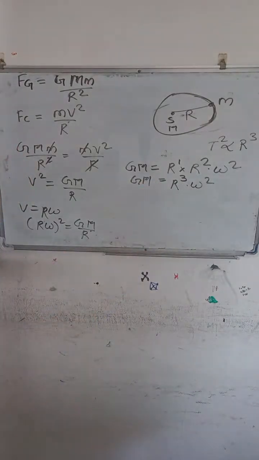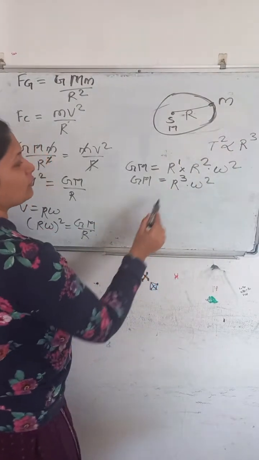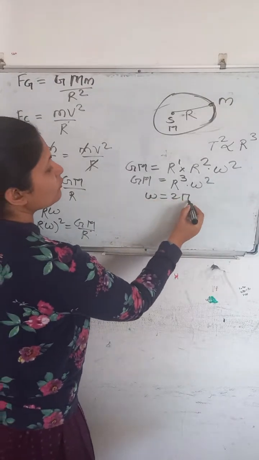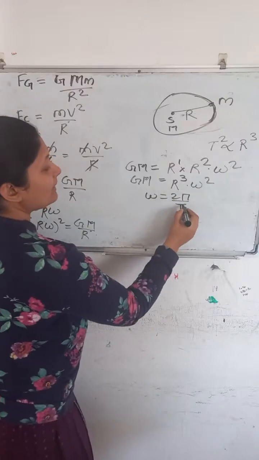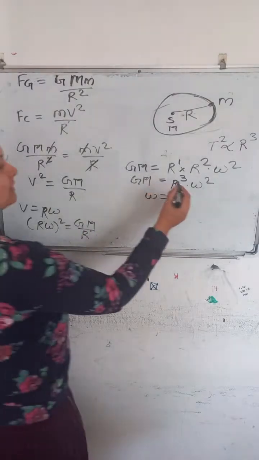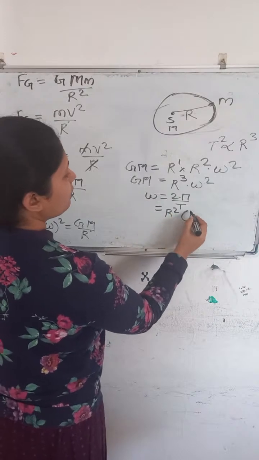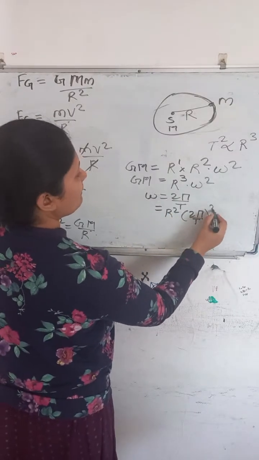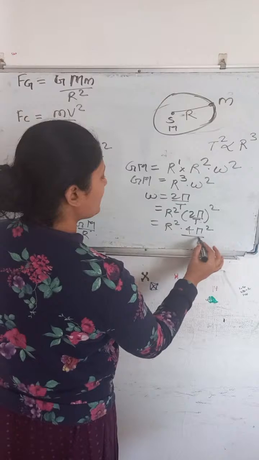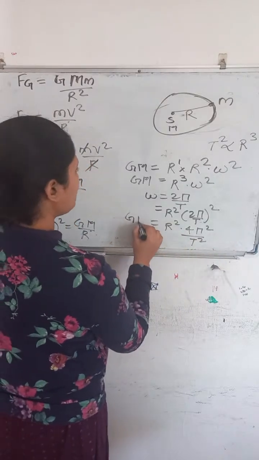Now how to solve this? What we want to prove is T square directly proportional to R cube, so how can we replace T? We know that omega is nothing but 2 pi into f, or 2 pi by T. So you can take the angular velocity as 2 pi by T and substitute the value over there. Here R cube into (2 pi by T) whole square, so R cube into 4 pi square upon T square is nothing but GM.